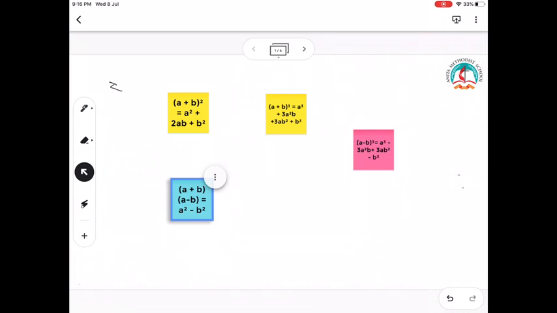Now, Yoget, (a + b) into (a - b). Can you remember this identity, children? What is (a + b) into (a - b)? a square minus b square. Very good.